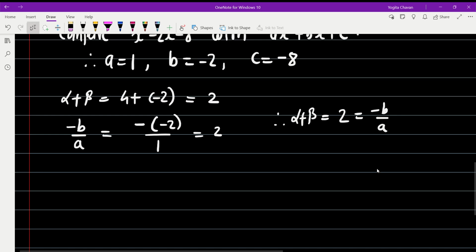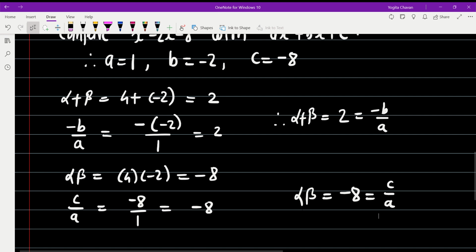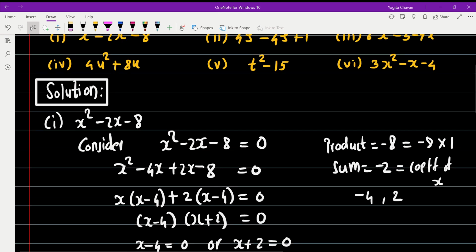Now alpha into beta. Alpha into beta is nothing but 4 into minus 2 and is equal to minus 8. And c upon a is equal to, now the constant term is minus 8 divided by 1, which is also minus 8. So alpha into beta is equal to minus 8, and it is also equal to c by a. Okay, so product of roots is equal to c by a. So problem number 1 is done.